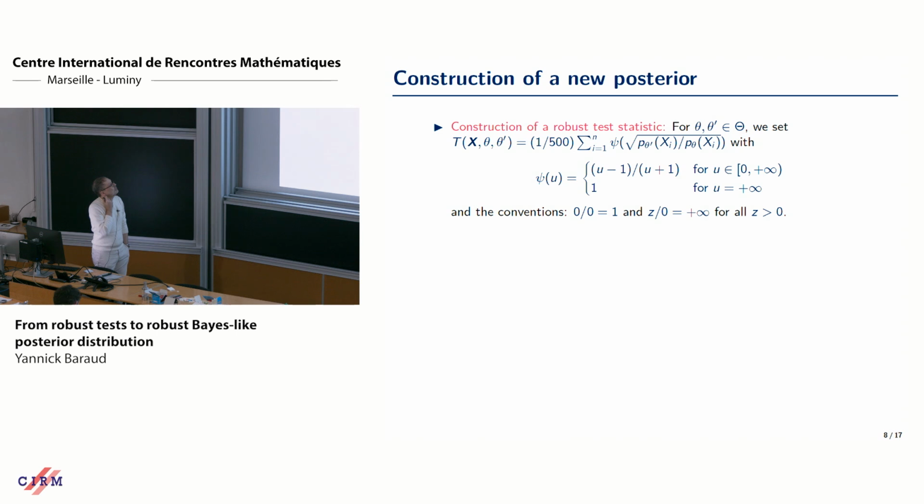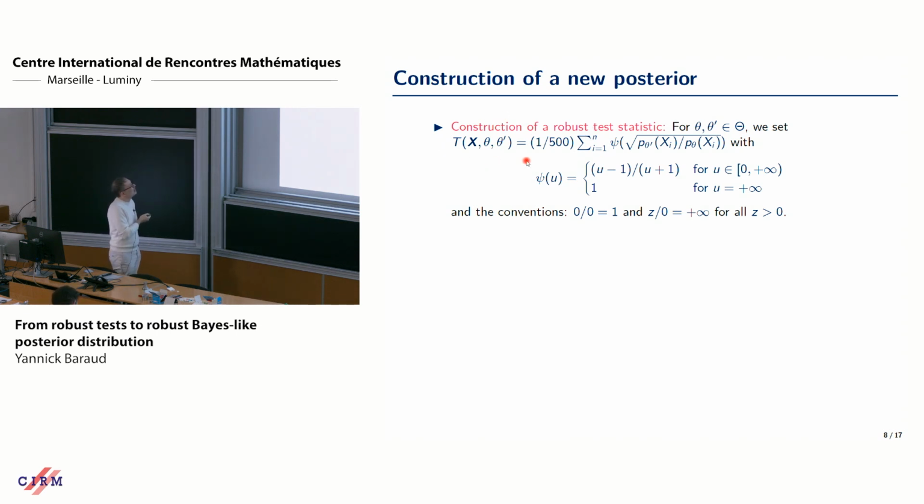So let's move to the construction of the new posterior distribution. And I will also make the bridge with the classical Bayes posterior distribution in this construction. It starts from a robust test, which I'm going to explain here. Don't mind the numerical constants. It's just because at the end I want to have explicit numerical constants, so I put some here.